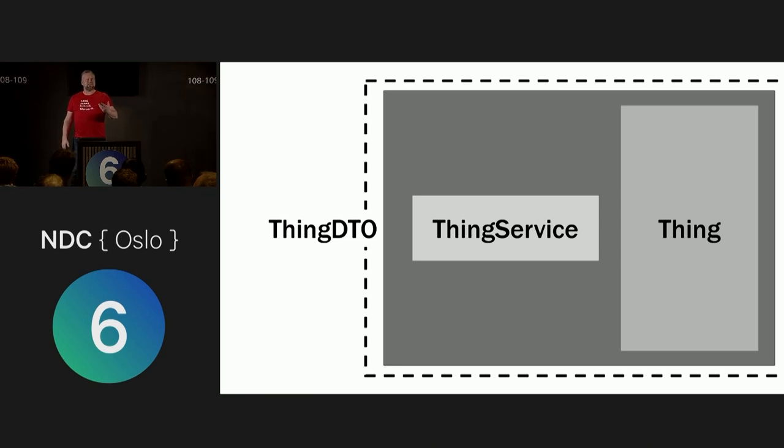And the thing service has the responsibility of probably getting some stuff from the database, hydrating some objects, selecting some of it based on whatever question it got, and then transforming that into a DTO and delivering it on.